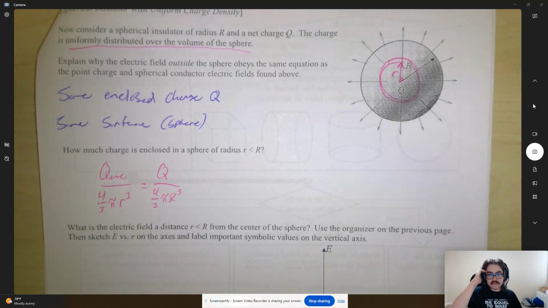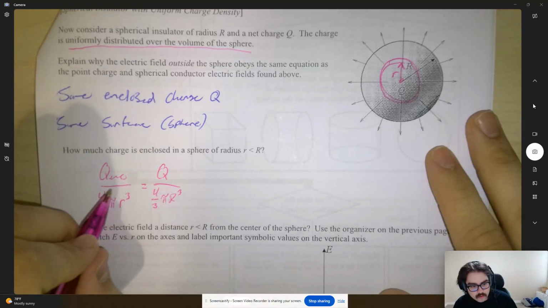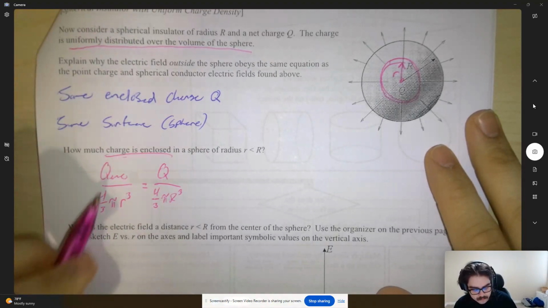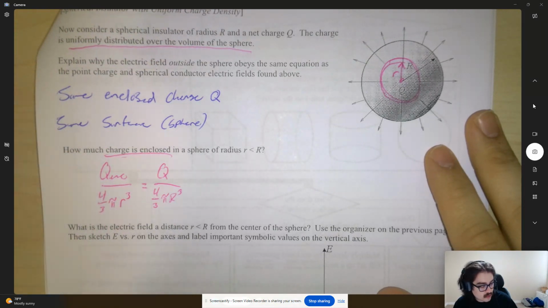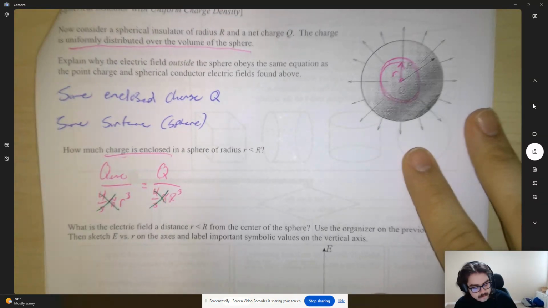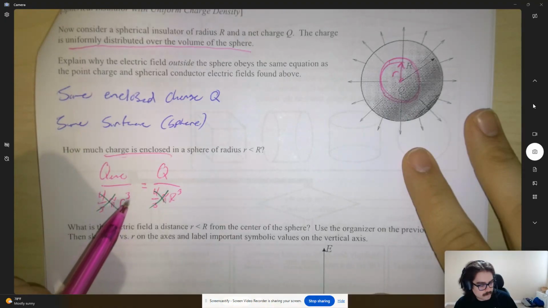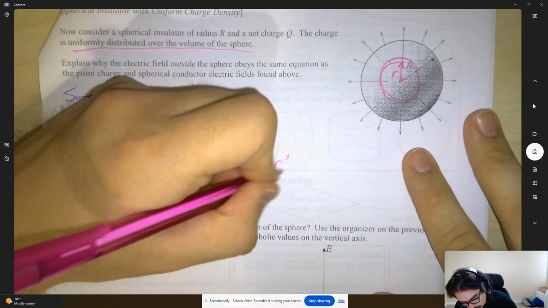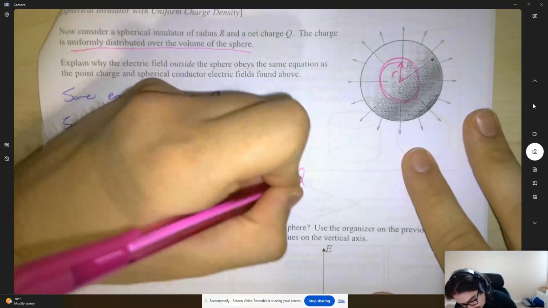Okay. Now this might look familiar to you if you remember back in last unit. If you solve this out, if you actually try and get Q enclosed by itself, because that's what we're trying to solve for, you'll see that quite a bit of stuff is going to cancel out here. Your 4/3 pi are going to cancel out on both sides. And you'll end up with Q enclosed equals little r cubed over big R cubed times Q total.